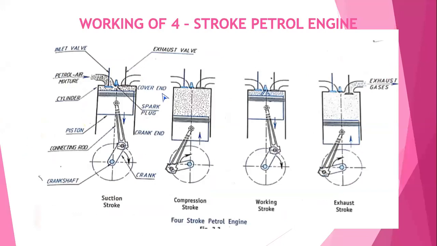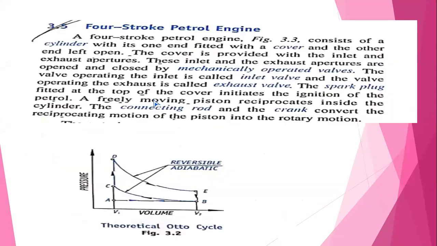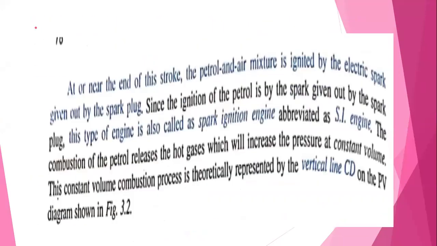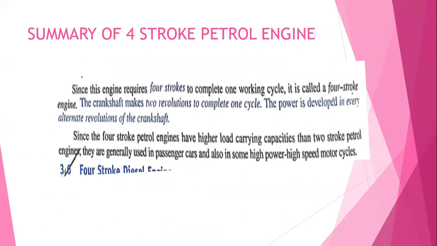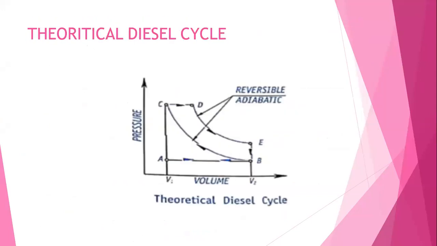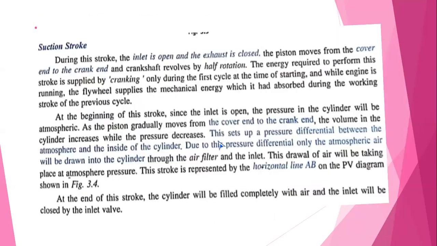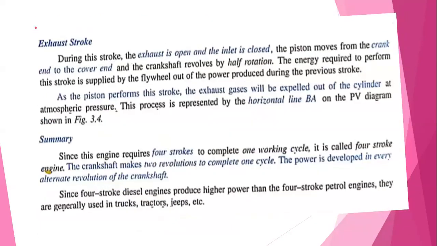Remember once again, all of you must write the theoretical Otto cycle for the petrol engine. This is also called the constant volume cycle. In case of the diesel engine, write the theoretical diesel cycle along with these 4 figures. So then you will get full marks. Next come to the point, the difference.